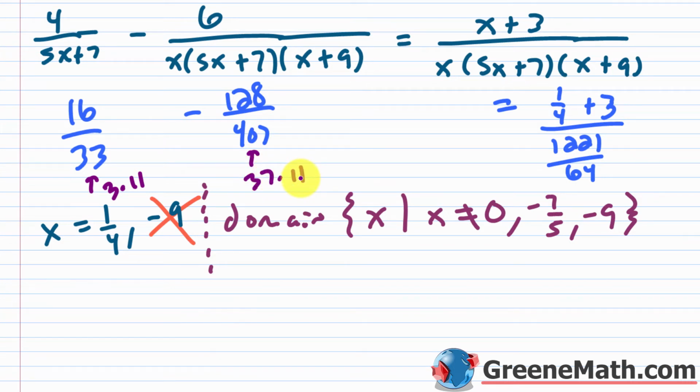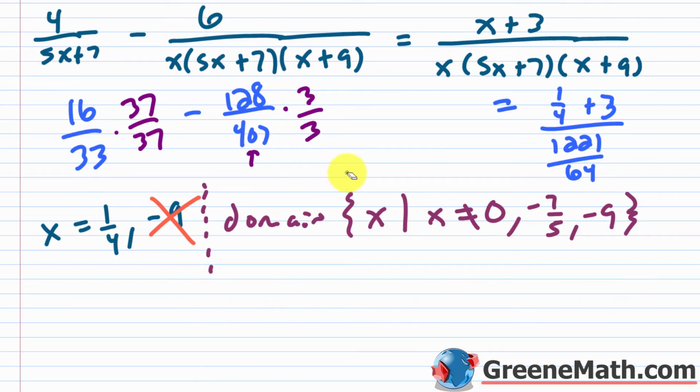Okay, so the LCD would be what? It's 3 times 11 times 37. So 3 times 11 times 37, which is that 1,221 that we saw before. So I'm going to multiply this guy by what I need. So that's going to be 37 over 37. And then this guy is going to get multiplied by 3 over 3. Okay, let's get rid of this and let's see what we have.